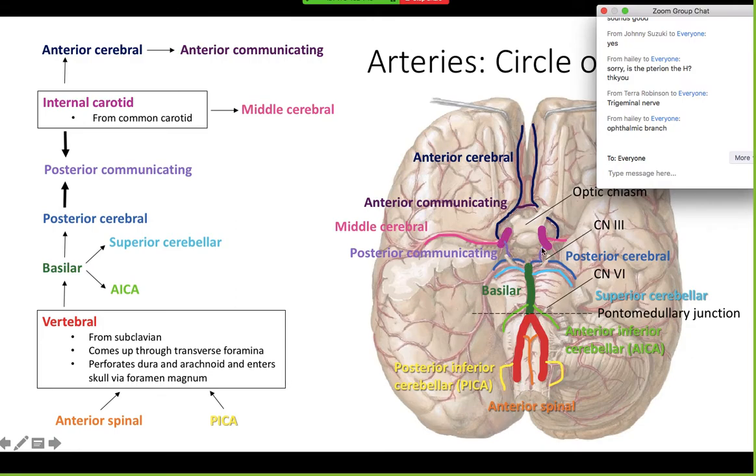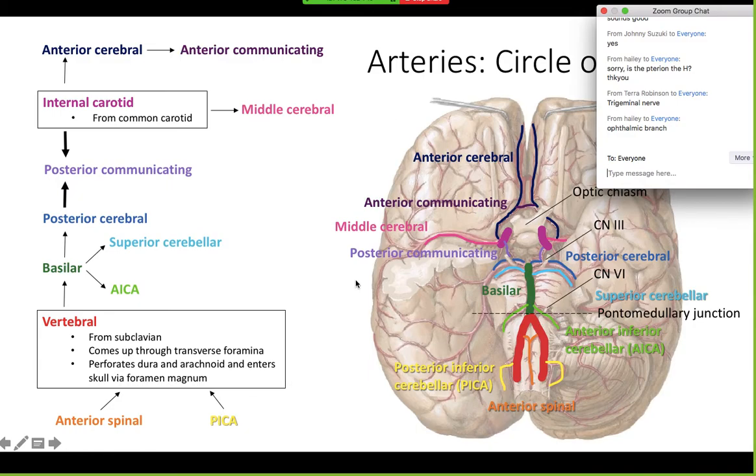The circle is formed right here, and the reason that is clinically important is because a lot of strokes will occur in this middle cerebral artery, and that's because you don't have any collateral circulation here. With the arteries of the circle of Willis, you have a backup, but you don't over here. So a lot of times you'll see MCA strokes arising from the middle cerebral artery. So just keep that in mind.